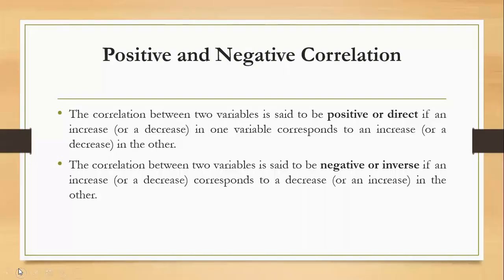Positive and negative correlation. The correlation between two variables is said to be positive if an increase in one variable corresponds to an increase, or a decrease to a decrease, in the other. The correlation between two variables is said to be negative if an increase or a decrease corresponds to a decrease or increase in the other.